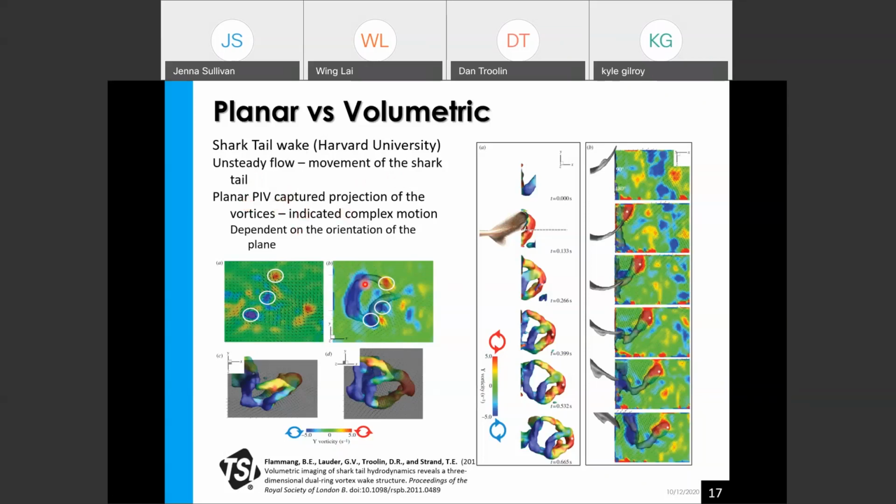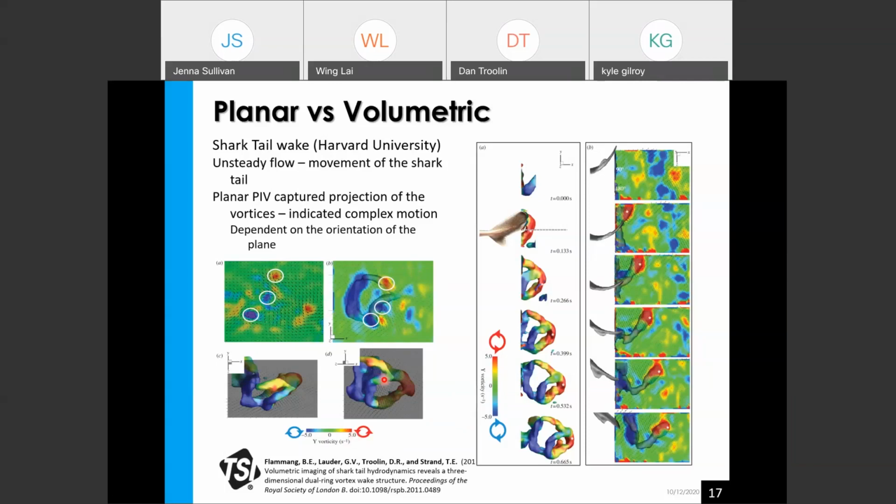If you look at the picture over here, this is a result from planar PIV image captures. What we see here is the vortex generated by the tail, the wake flow from the shark's tail. You can see from this result that we can identify some counterclockwise vortices and also some clockwise vortices in these two pictures. The information is obviously very useful because we can see the different locations of the vortices generated by the tail, but it's still limited to planar information.